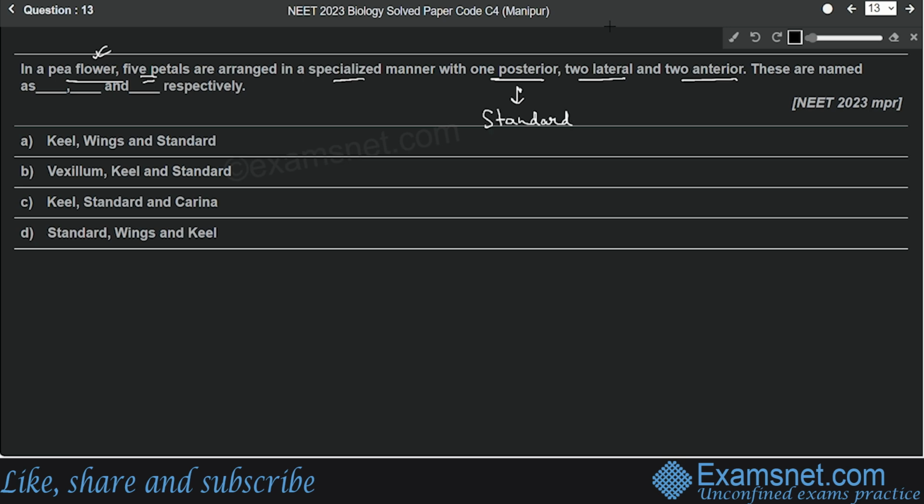2 lateral petals are known as wings, and 2 anterior petals, which are generally fused at their edges, are known as keel, because they form a structure that looks like the keel of a boat. So the correct answer will be option D, standard, wings and keel.